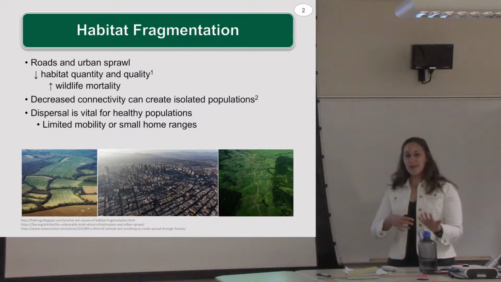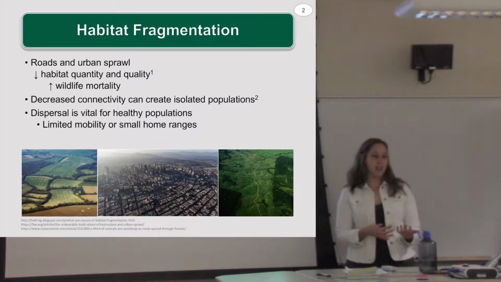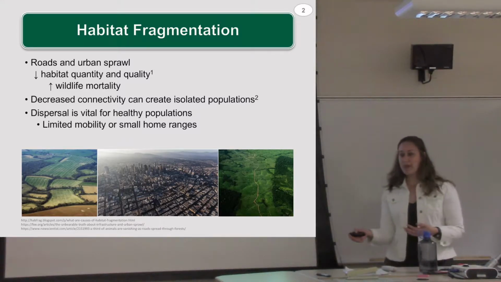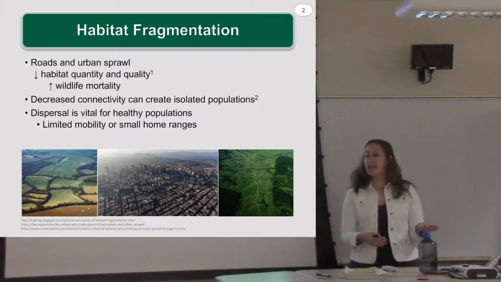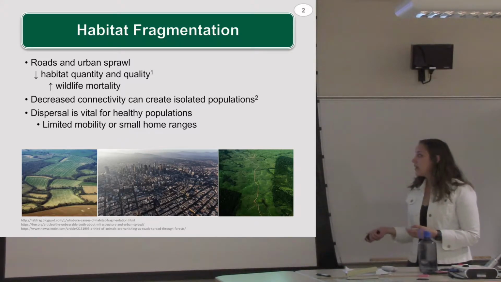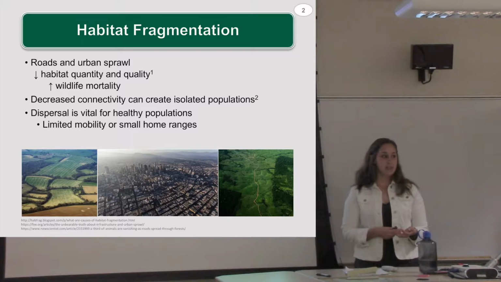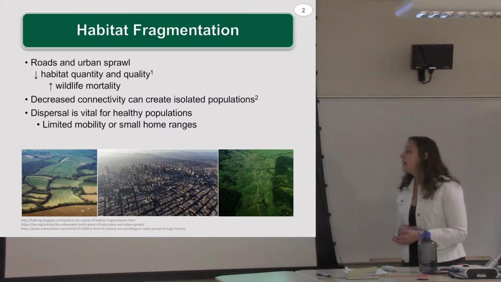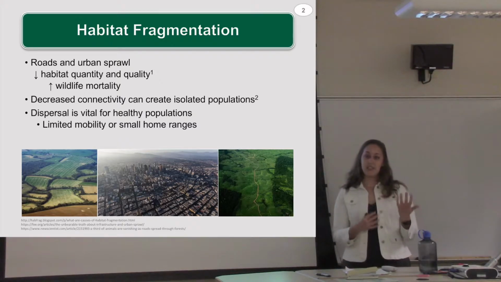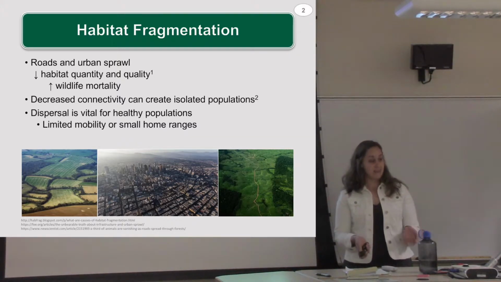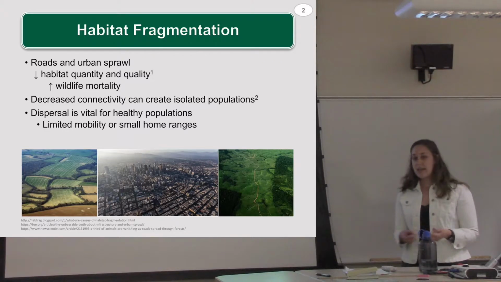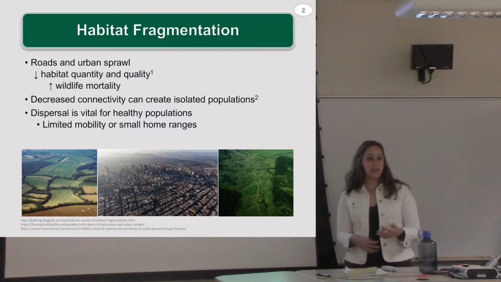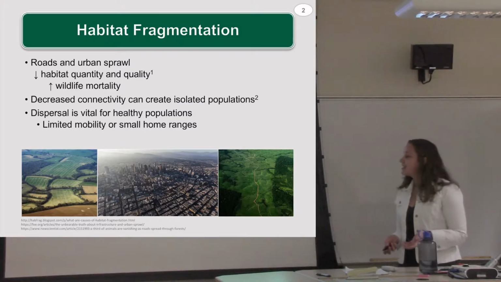And connectivity, or the movement of animals between habitat patches, goes hand in hand with habitat fragmentation. So as the landscape becomes more fragmented, connectivity can decrease. And this can further create more isolated populations. So the most extreme case, if populations become extremely isolated, is there can be an accumulation of deleterious mutations causing inbreeding depression, or simply the genetic makeup of those populations becomes more homogeneous, and then they're more vulnerable to stochastic events or changes.